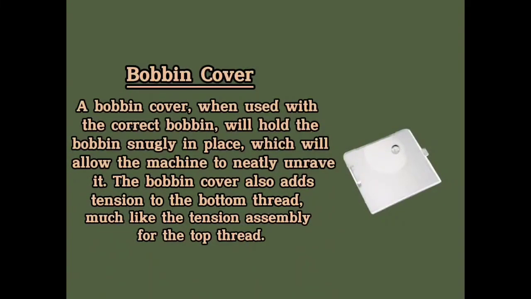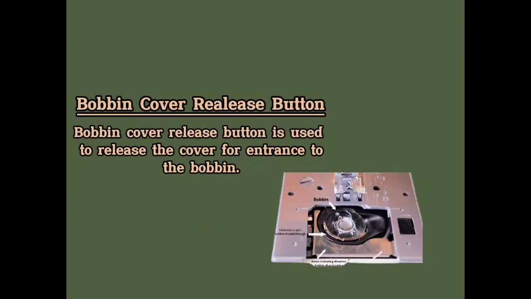Number 15. The bobbin cover. A bobbin cover, when used with the correct bobbin, will hold the bobbin snugly in place, which will allow the machine to neatly unravel it. The bobbin cover also adds tension to the bottom thread, much like the tension assembly for the top thread. Number 16. The bobbin cover release button. The bobbin cover release button is used to release the cover for entrance to the bobbin.